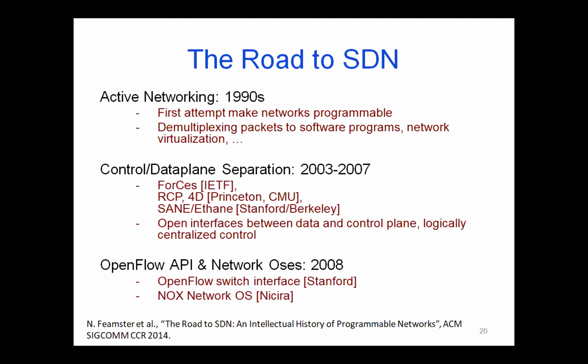So why is SDN happening now? The road to SDN: first, active networking was there in the 1990s, the first attempt at making networks programmable, demultiplexing packets to software programs, with network virtualization. From 2003 to 2007, control and data plane separation, where you can see open interfaces between data and control plane, and logically centralized control. Forwarding and control element separation, RCP, 4D, SANE, Ethane were the main work for this separation. Then the OpenFlow API and network operating systems from 2008.